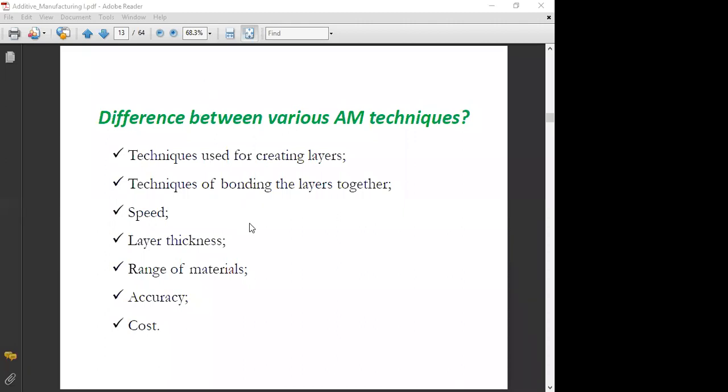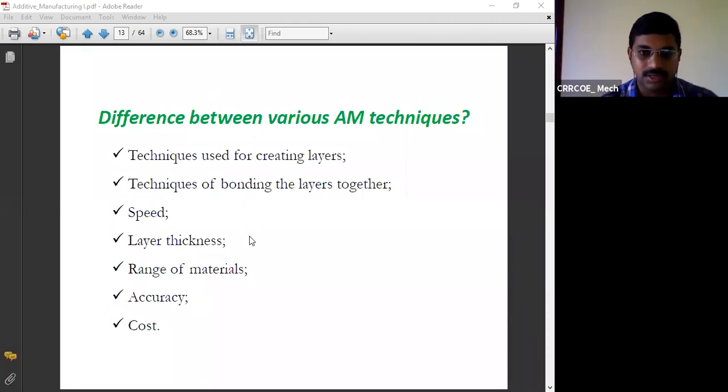We have learned different RP techniques or additive manufacturing techniques, but we have to differentiate them with these parameters. These are the parameters which differentiate the different RP techniques. What are these parameters? Once again, let us see the techniques used for creating layers. Whatever the technique used for creating layers, it depends upon our material and application.